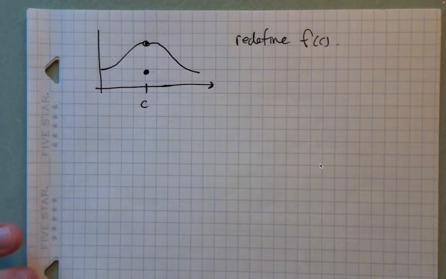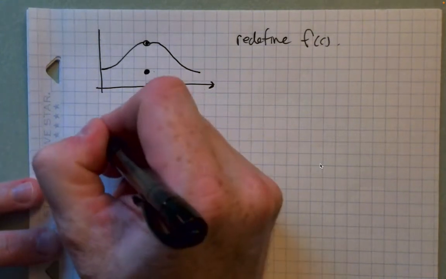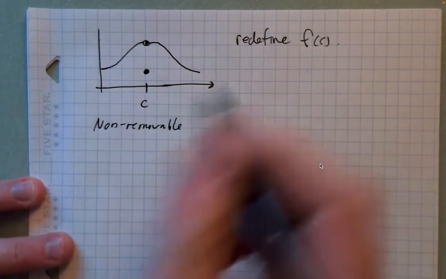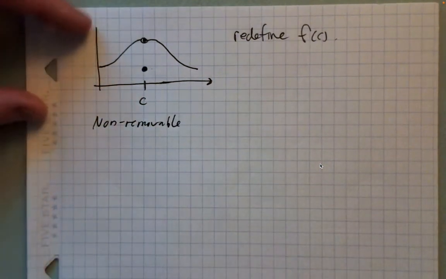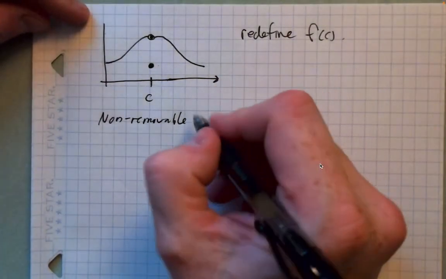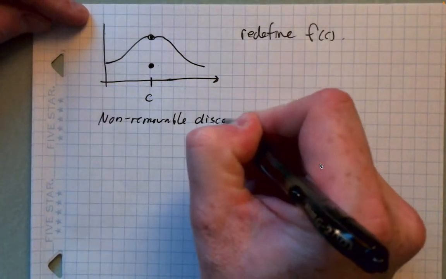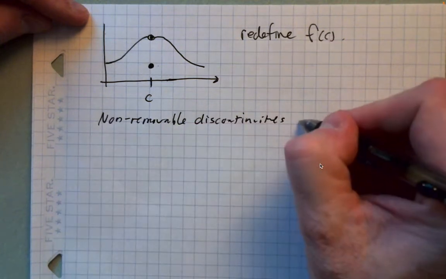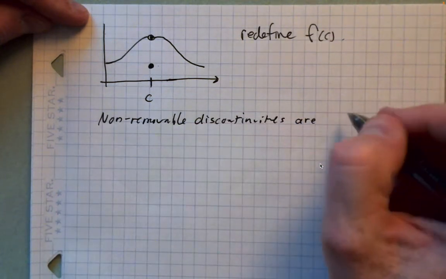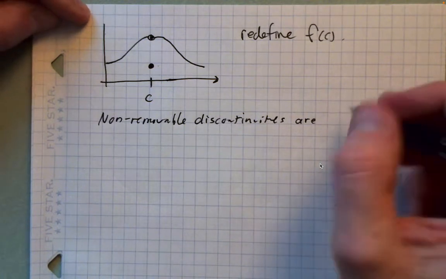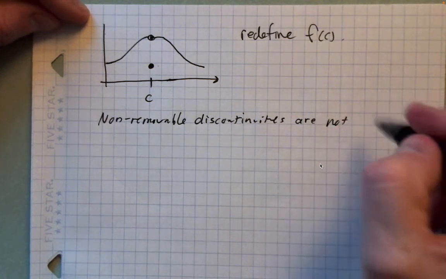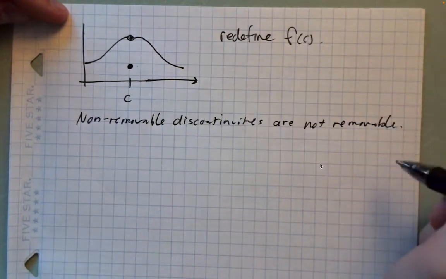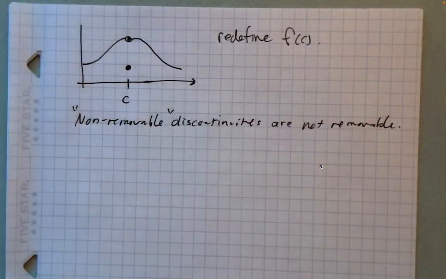Okay, now contrast that with non-removable. Now the definition of non-removable is just that it's not removable. I mean, I'll write it, but non-removable discontinuities are not removable. That's kind of a silly thing to write, but okay, so kind of a definition there.